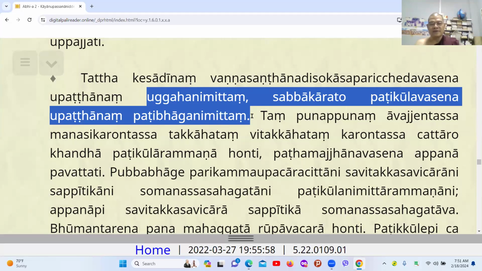So, uggaha nimitta, patibhaga nimitta. Parikamma nimitta is for the beginner: when we start, until we attain uggaha nimitta, that is parikamma nimitta. Then we get uggaha nimitta, where it appears clearly to our mind as repulsiveness. Now each of the parts of the body appears to our mind as repulsiveness. Then it is called uggaha nimitta.